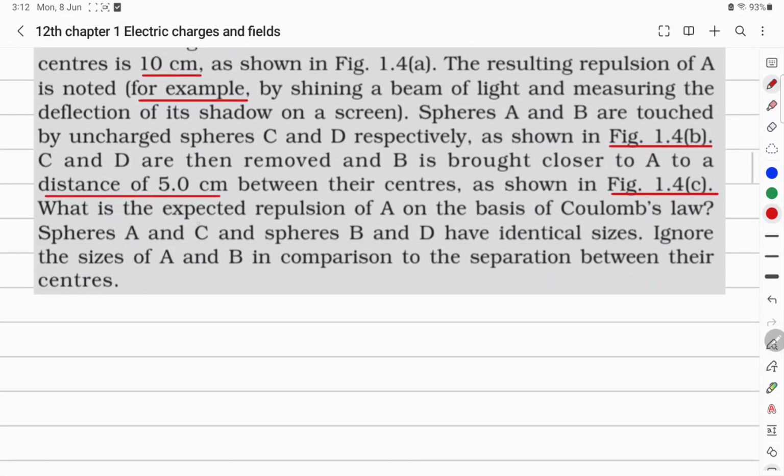So what is the expected repulsion on A on the basis of Coulomb's law? Then they are given that spheres A and C and spheres B and D have identical sizes. Ignore the sizes of A and B in comparison to the separation between their centers.